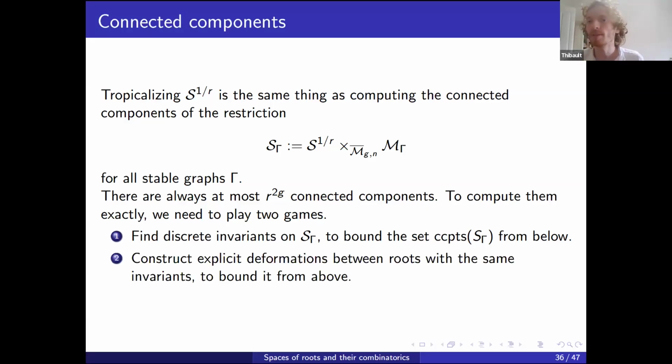And the second game is, once you've played the first game enough, you want to prove that all the pieces you've found are connected. And if you want to prove that these pieces are connected, you have no choice. You have to take all the roots with the same invariants and find some sort of path between them. So the second game is to construct explicit deformations between roots of the same invariants.